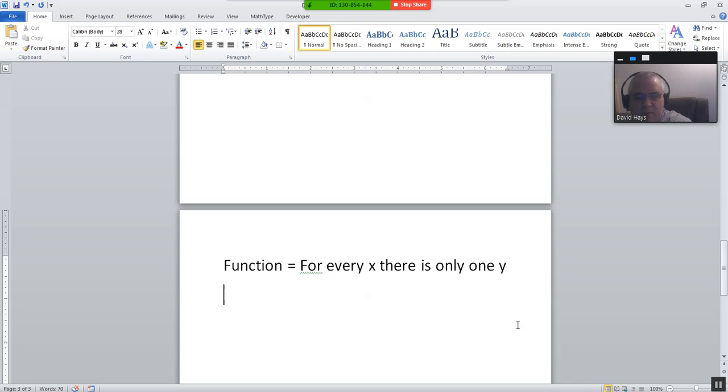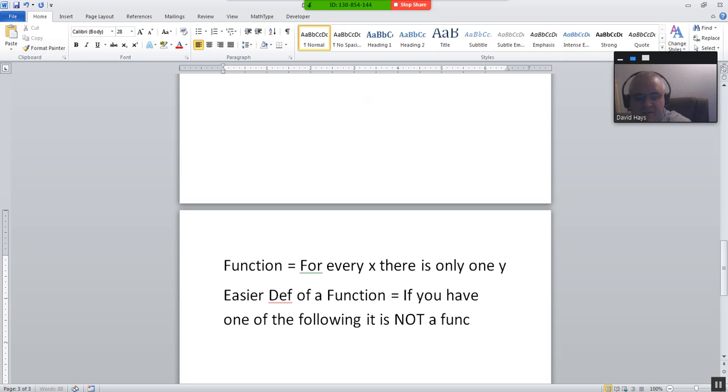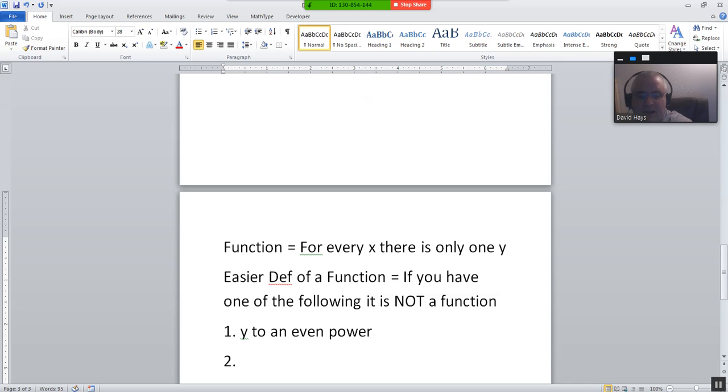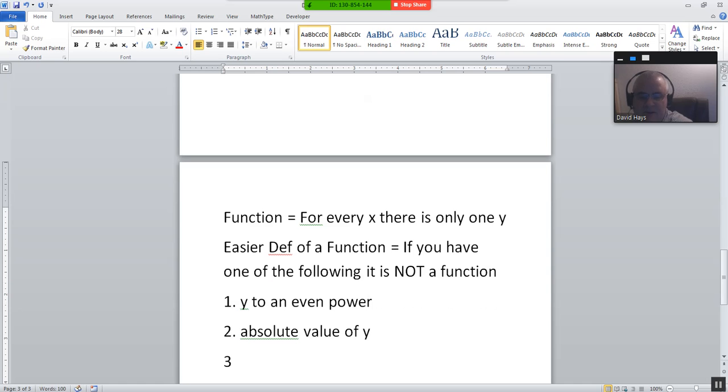Now, that's a hard definition to work with. It only really works well with points. So we got an easier definition. It says if you have one of the following, it is not a function. If you have y to an even power, it's not a function. If you have the absolute value of y, it's not a function. If you got the plus or minus symbol, it's not a function.